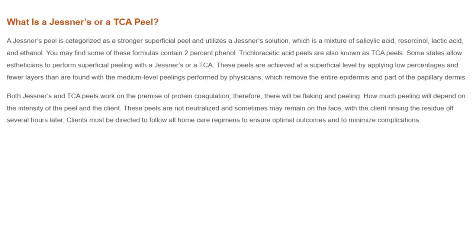What is a Jessner's or a TCA peel? A Jessner's peel is categorized as a stronger superficial peel and utilizes a Jessner's solution, which is a mixture of salicylic acid, resorcinol, lactic acid, and ethanol. You may find some of these formulas contain 2% phenol. Trichloroacetic acid peels are also known as TCA peels.